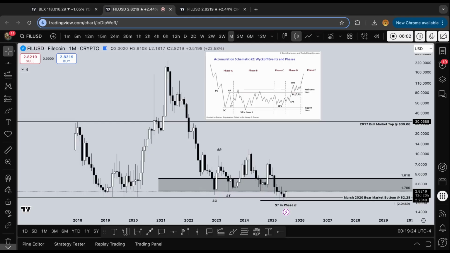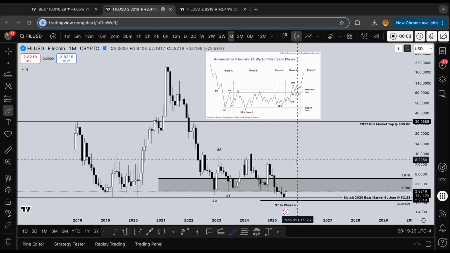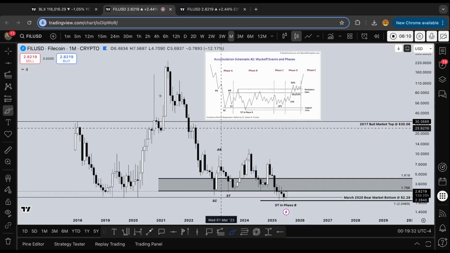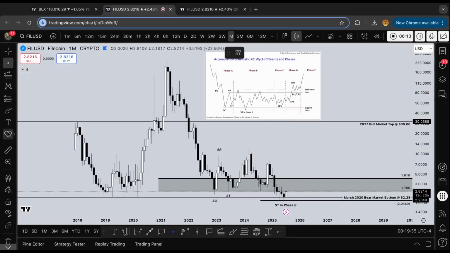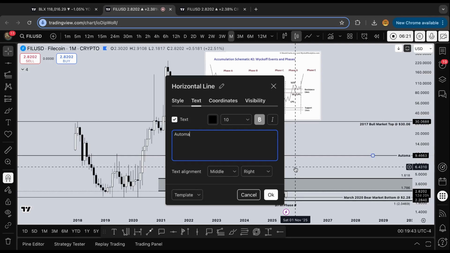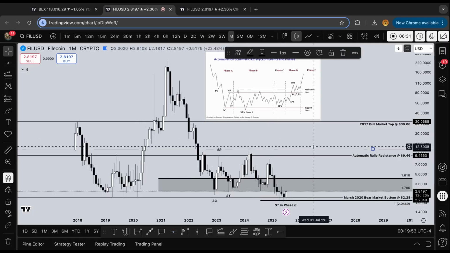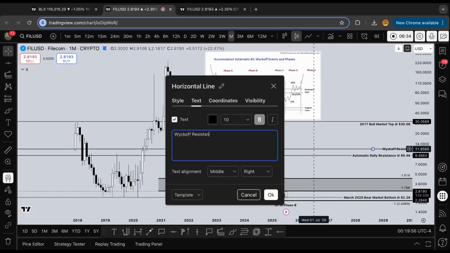But the point I'm trying to get at is I'm basically playing for this rally over here, right? This rally back into the Wyckoff resistance levels. Let me actually just draw that out very quickly so that we can understand what these Wyckoff resistance levels are that I'm talking about. So we have the automatic rally resistance at $9.46, and the Wyckoff resistance level at $11.85.